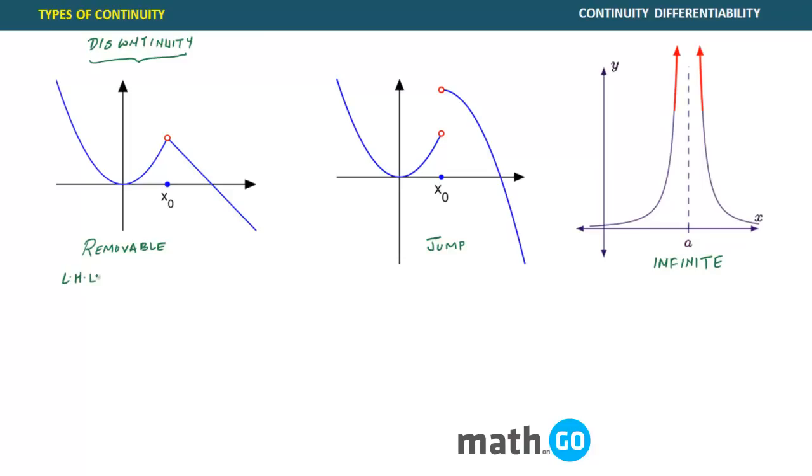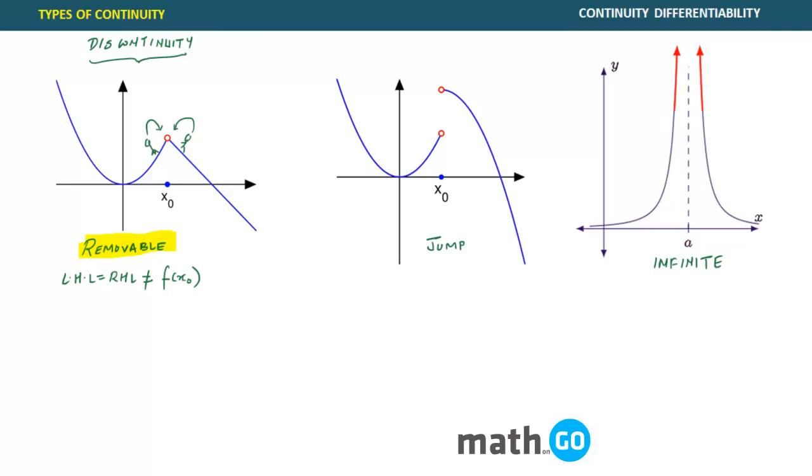Here LHL is equal to your RHL. Why? Because this person who is coming from this side will report this particular value. The person who is coming from this particular side will also report that he sees this value. But the problem is that they are both not equal to the value of the function at x0. So this is why I say this is a removable discontinuity. For this to be removable, that means, as the name suggests, you can remove the discontinuity.